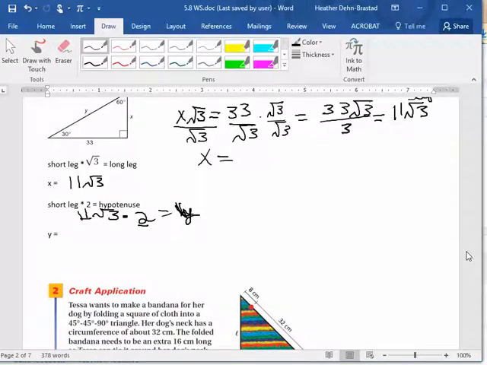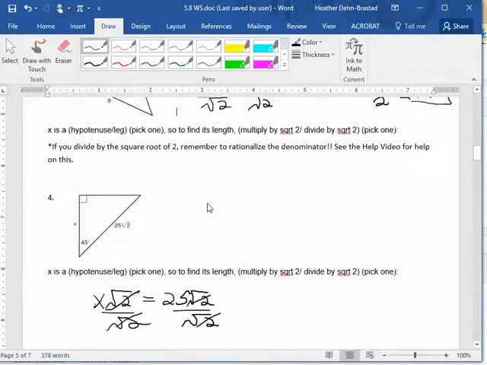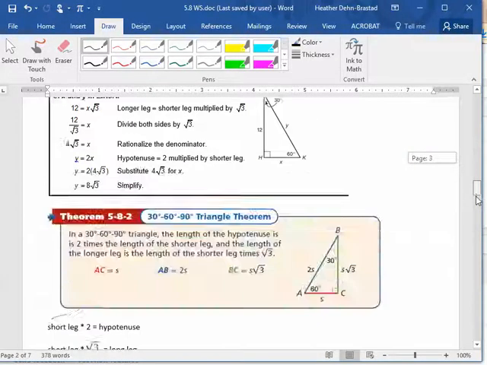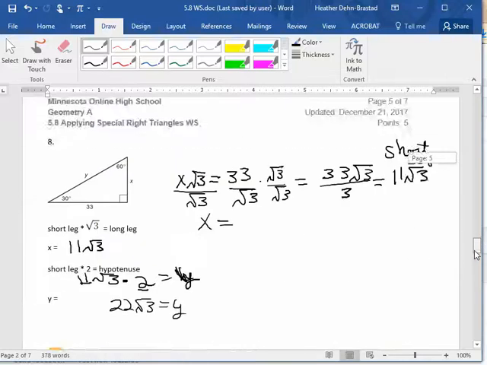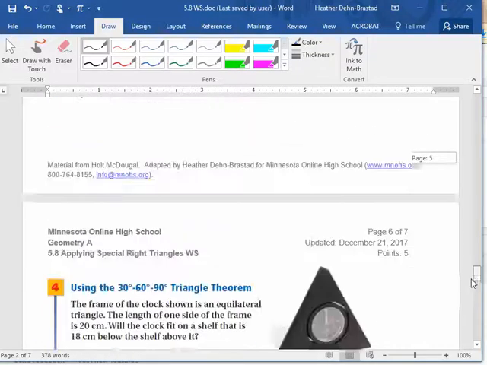So 11 times 2 is 22, so you'd have 22 square root of 3 as your answer for y. And again, you don't want decimals for these. You leave it like that, 22 square root of 3.